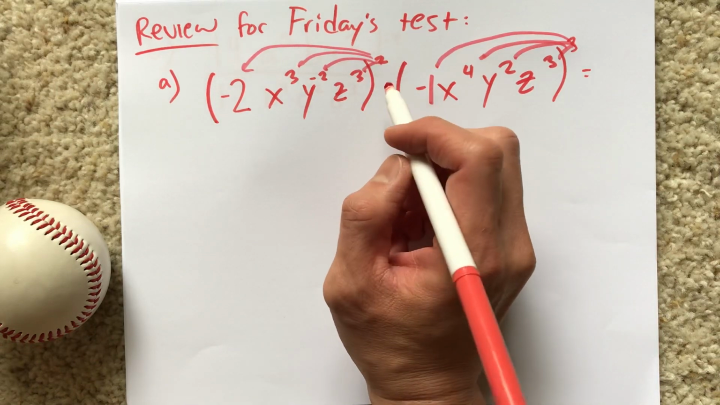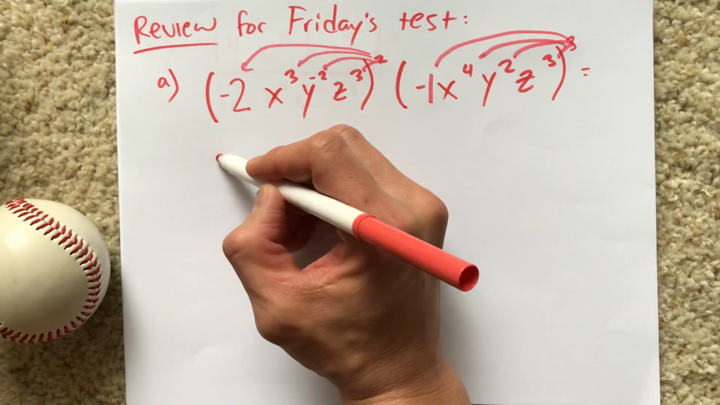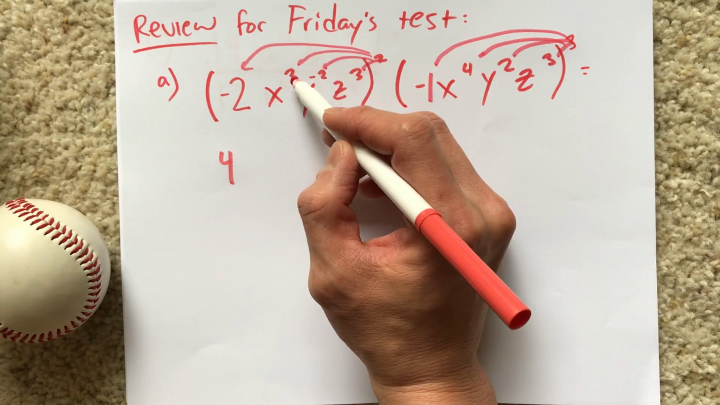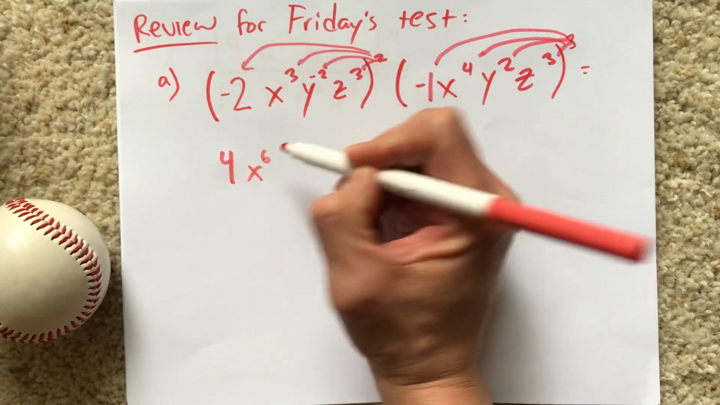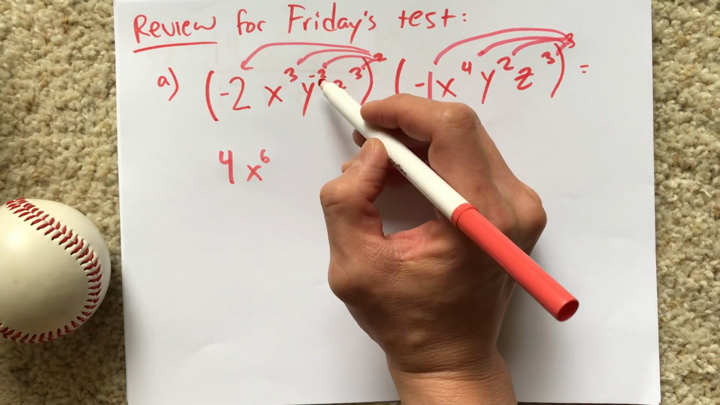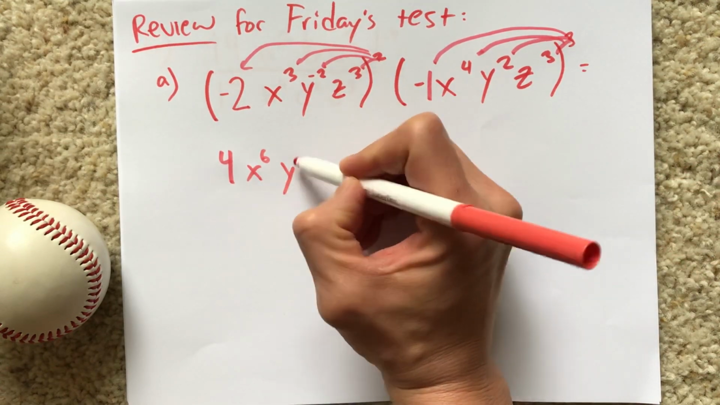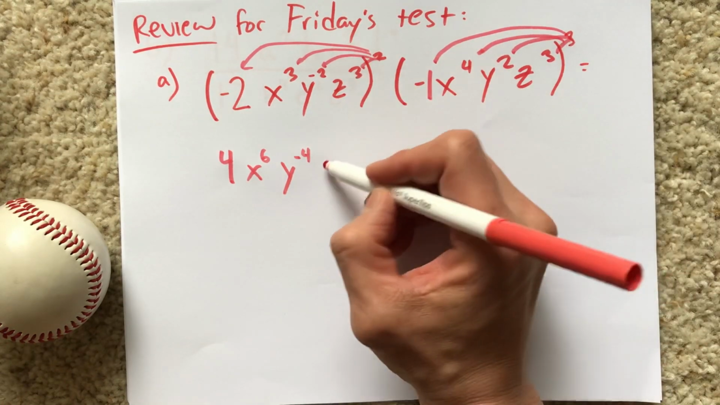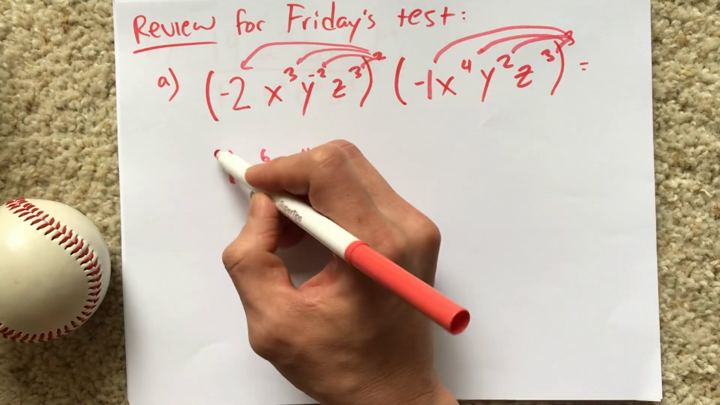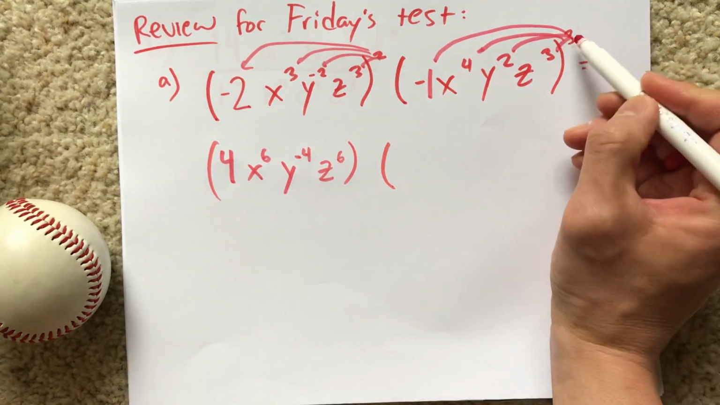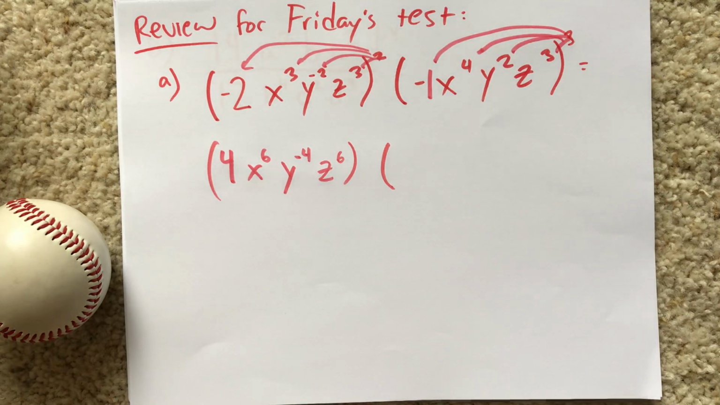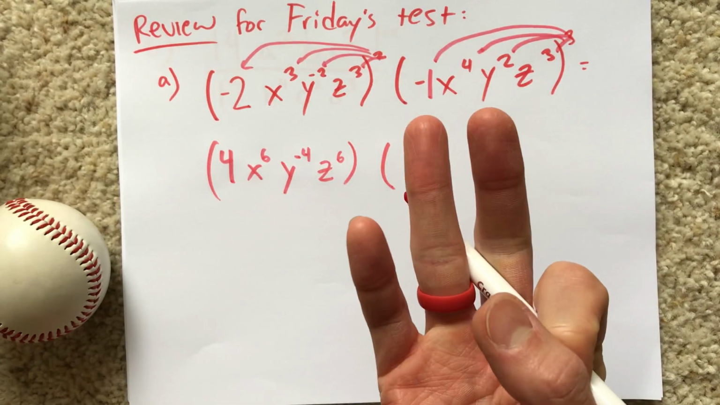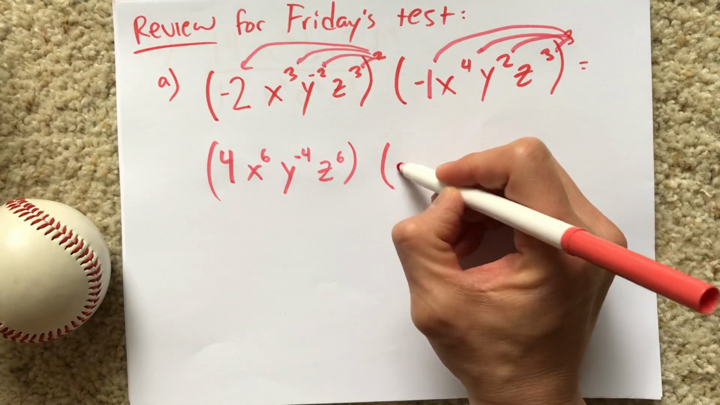What's negative 2 squared? Negative 2 times negative 2 would become a positive 4. 2 times 3, that would be x to the 6th power. 2 times negative 2 would be y to the negative 4th power. 2 times 3 right here would be z to the 6th power. Okay. Now how about here? So negative 1 cubed, that's negative 1 times negative 1 times negative 1. That would stay a negative 1.